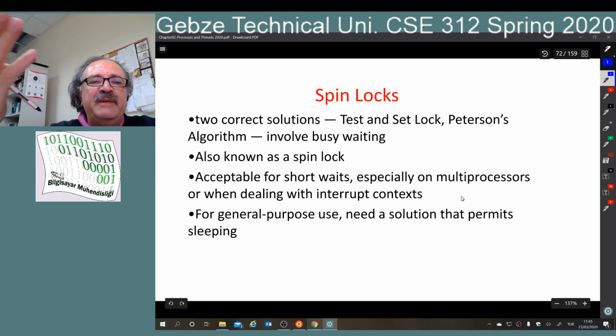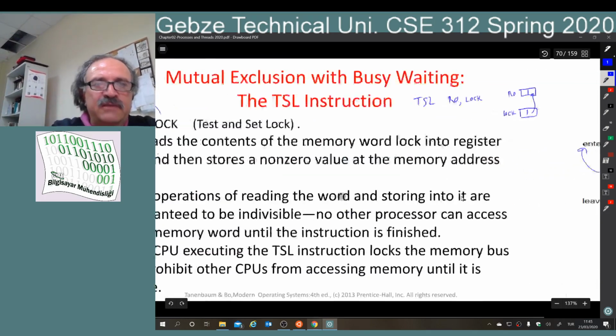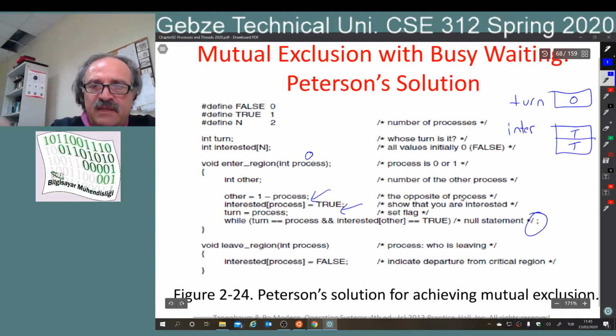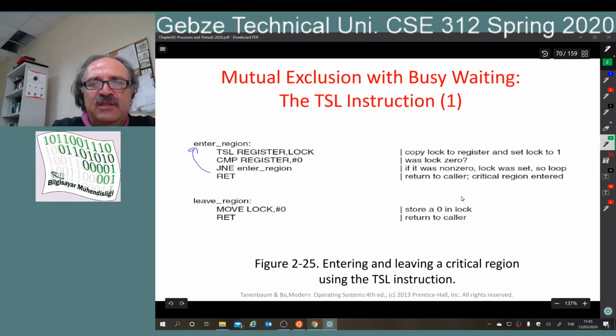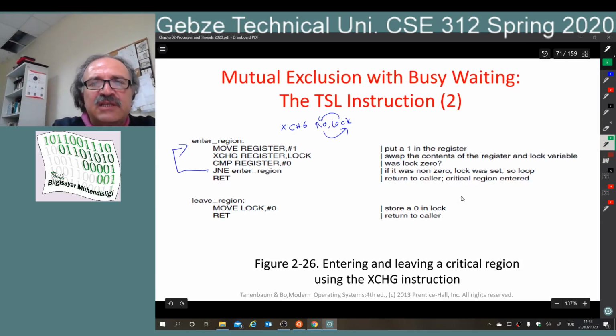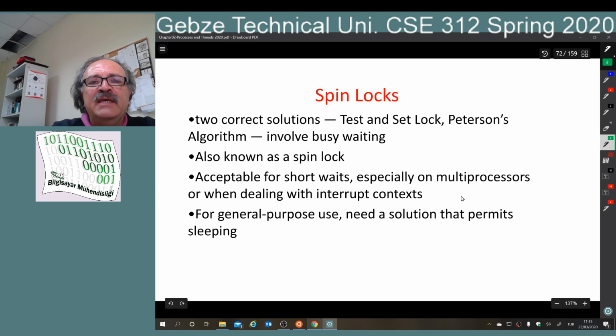So the spin locks, like this one, or this one, or this one. The spin lock is here, right? Here's our spin lock. These are the techniques that we have used so far to develop solutions for the critical region idea. That was spin locks: test and set lock, Peterson's algorithm, or any other type of solution.